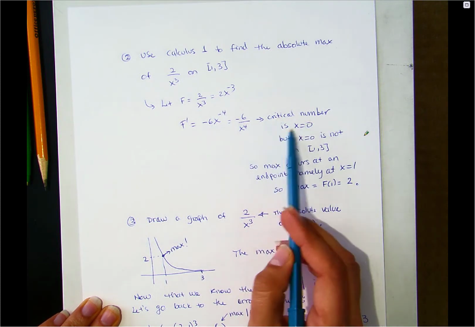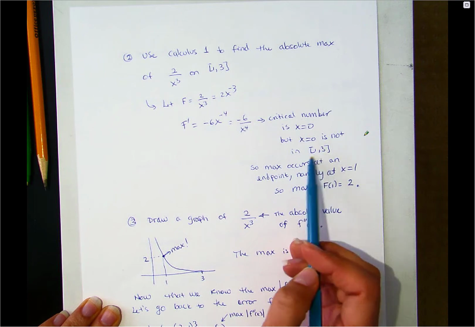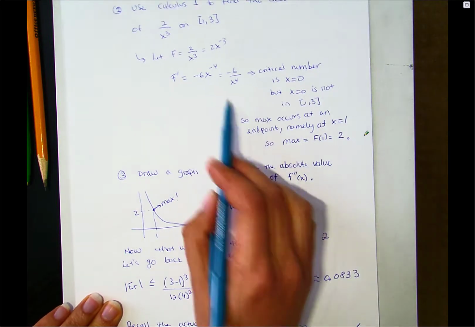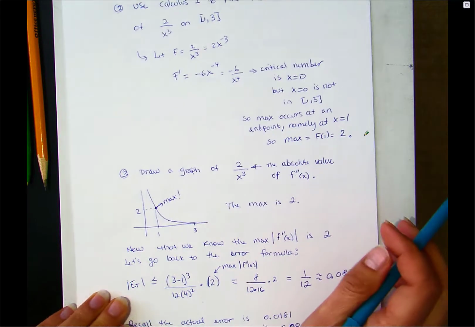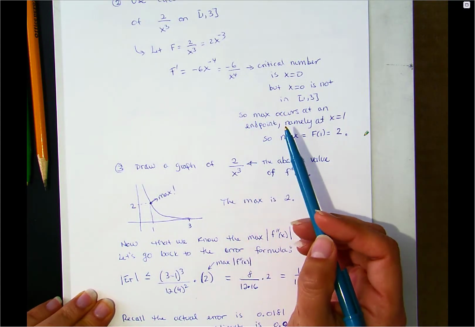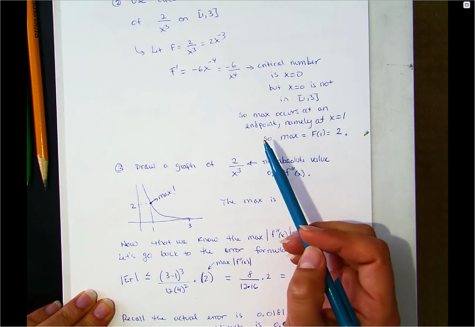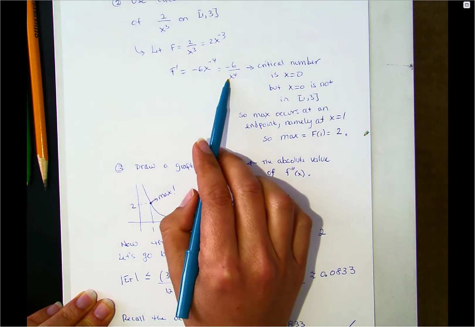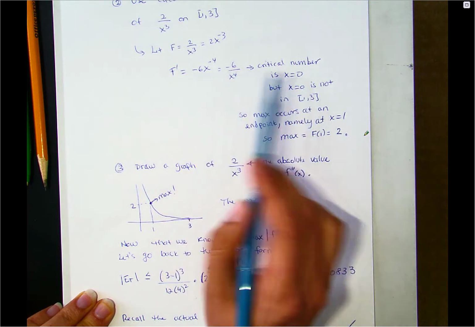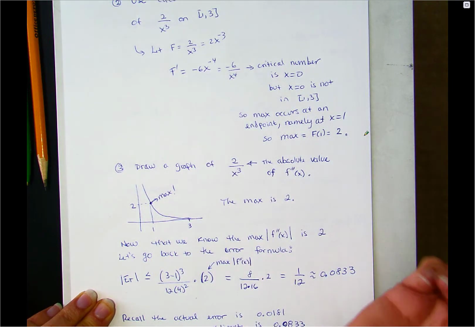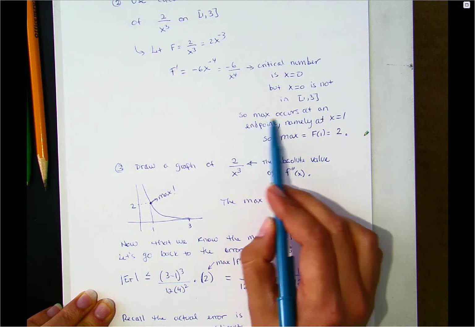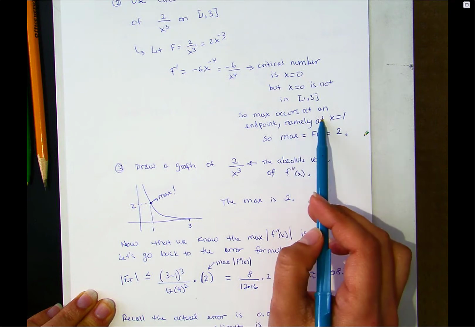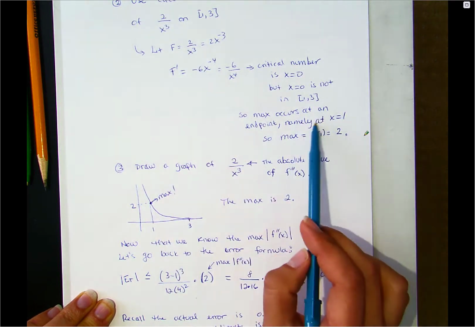The critical number is x equals 0, but that's not even in the interval [1, 3], so we don't worry about it. Plus it's undefined there anyway, so we wouldn't worry about it. Because remember, the maximum or minimum occur at a critical number, either where the derivative is 0 or where the derivative is undefined. So a max occurs at an endpoint, and we know it's at 1. And again, you can do it by just looking at it. It happens at 1.